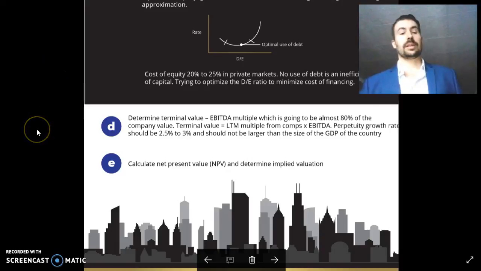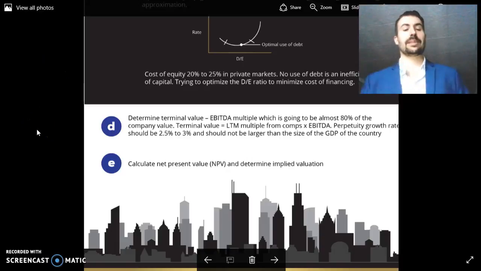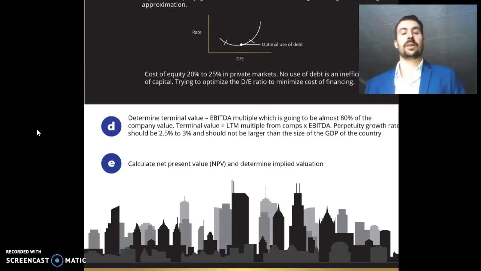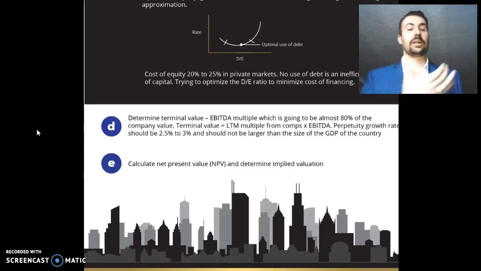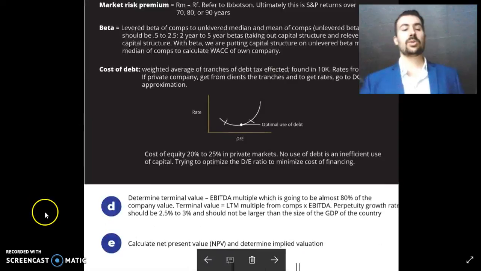So ultimately, in the final step, we're going to calculate the net present value, and we're going to have the implied valuation based upon that. So those are the different methodologies.